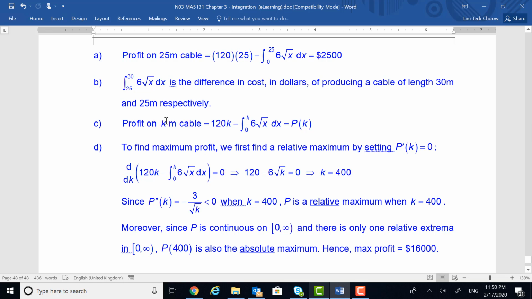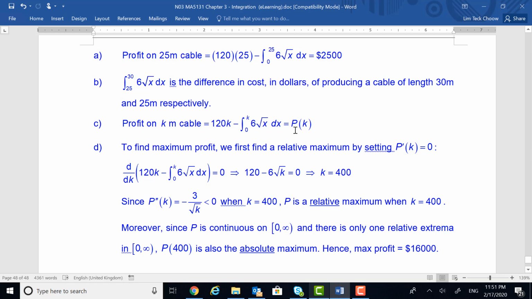Now if you have a K-meter long cable, this is the selling price, and this is the cost price of making it. This expression tells you the profit, P(K), which expresses profit as a function of the length of the cable you are making. Of course, as in all businesses, you want to maximize profit, which means you want to maximize this quantity.